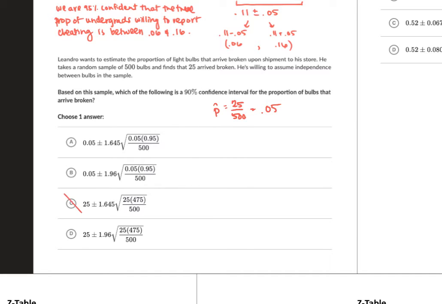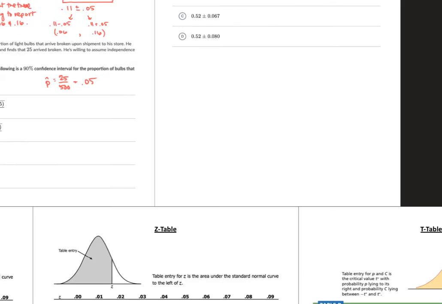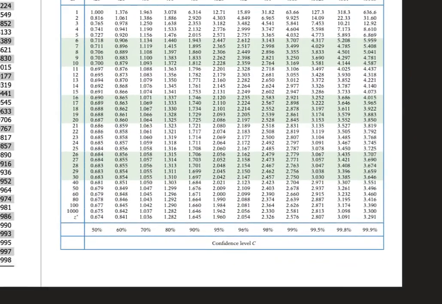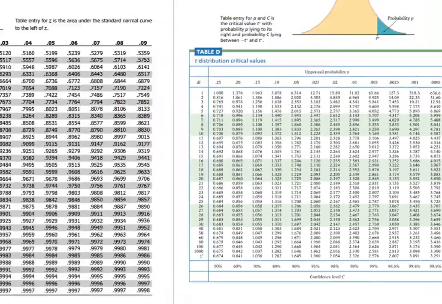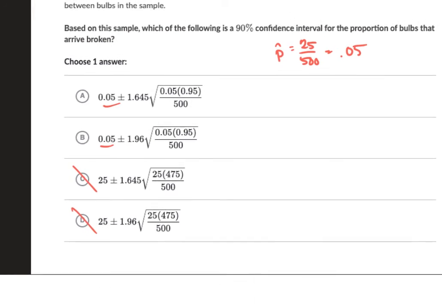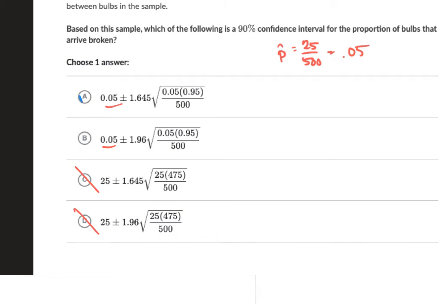So right away, I can already eliminate option C and option D since p hat goes first. And then the only difference between option A and option B is the critical value. So since we're calculating a 90% confidence interval, we're going to look at the bottom of our t-table. For a 90% confidence interval, we should be using a z-star value of 1.645. So in that case, the correct answer is going to be option A. The other option is the z-star value for a 95% confidence interval.